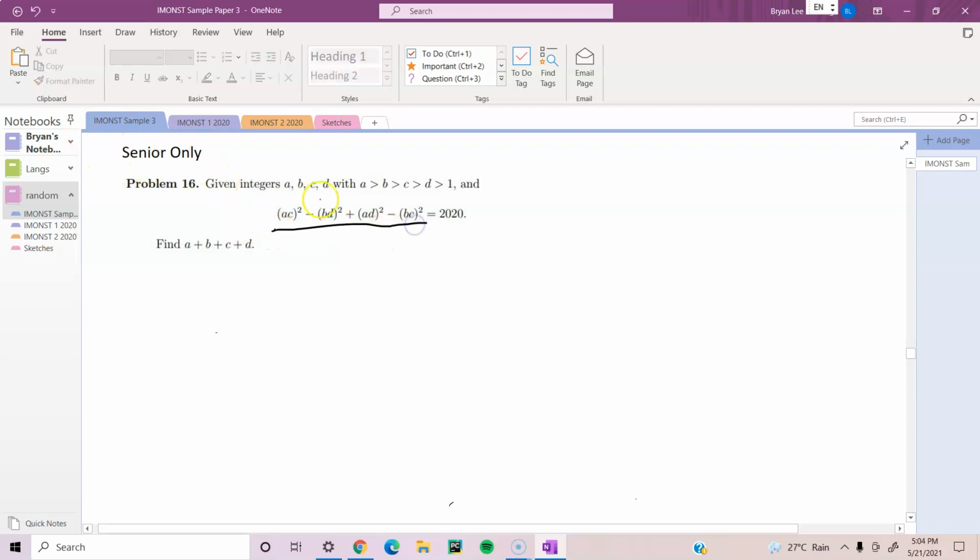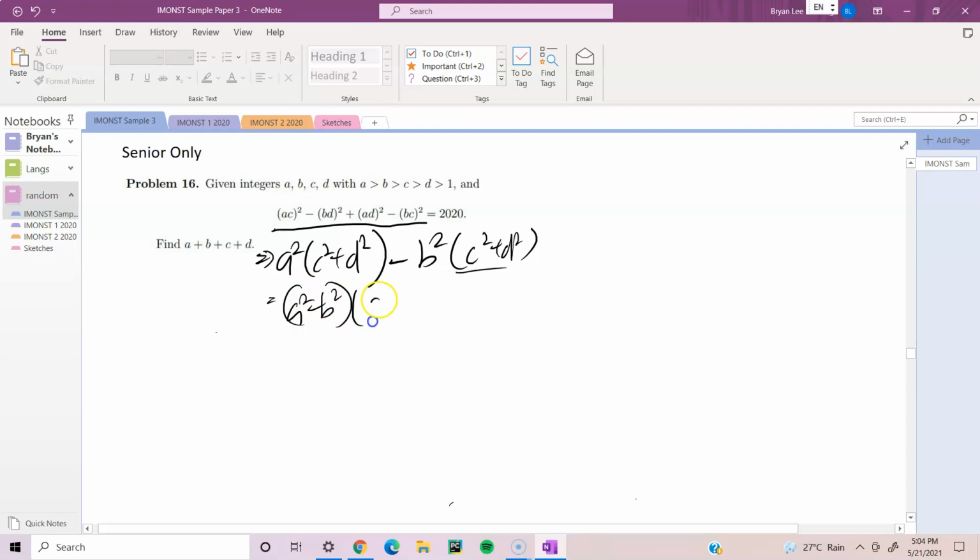Now, looking at this, we can kind of rearrange this into something like this. So we would have a squared, c squared plus d squared, minus b squared, c squared plus d squared. No, actually it's the opposite, but it's the same anyways. Then we will have a squared minus b squared, and then c squared plus d squared. Right.